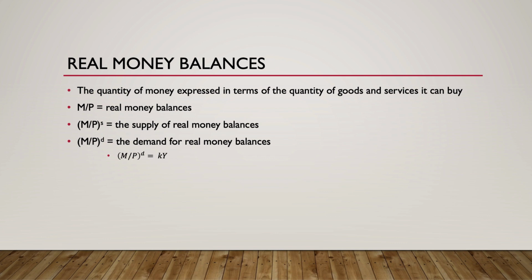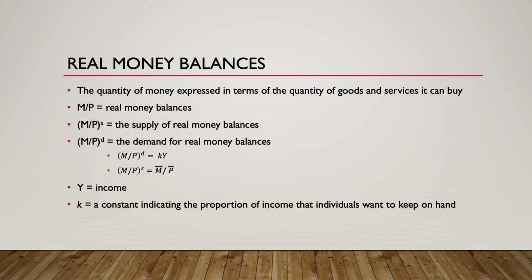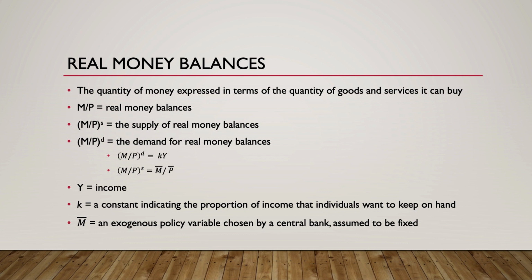The demand for real money equals K times Y, and the supply of real money equals M divided by P. Y is equal to aggregate income, and K is a constant indicating the proportion of income that individuals want to keep on hand. M in this case is an exogenous policy variable chosen by a central bank, assumed to be fixed, and P is the price level as given, which is also exogenous and also assumed to be fixed.